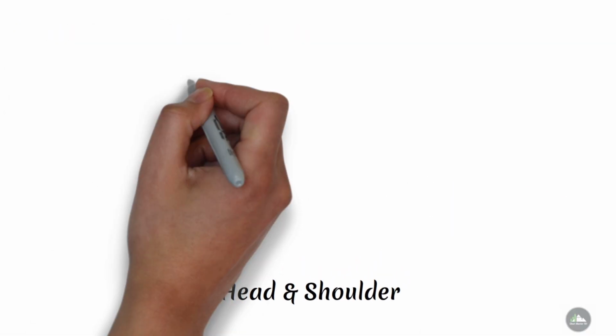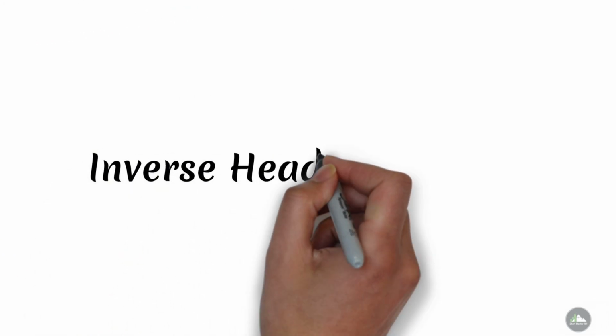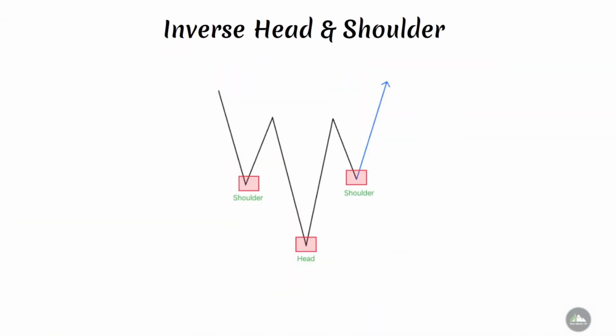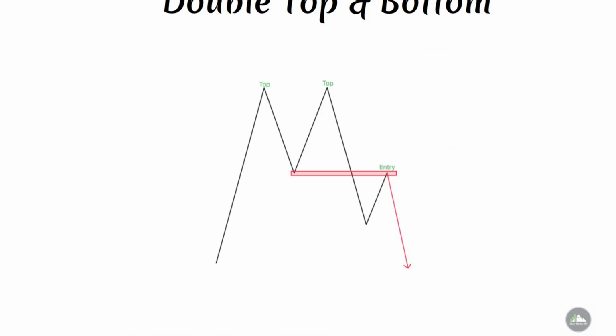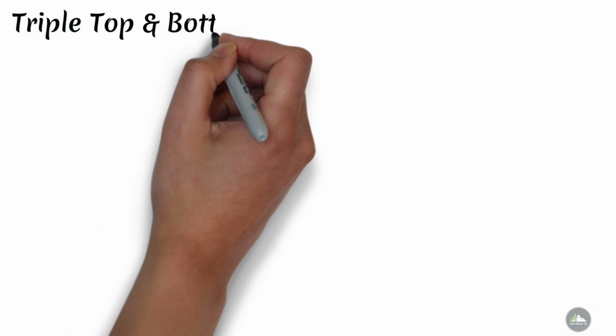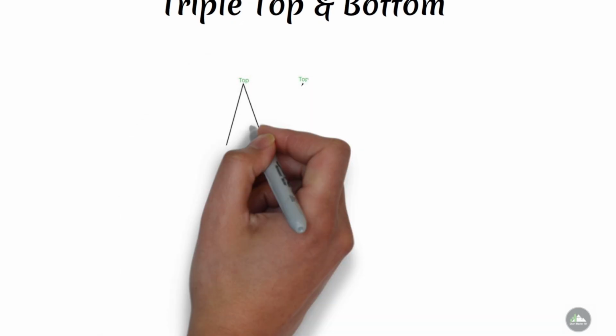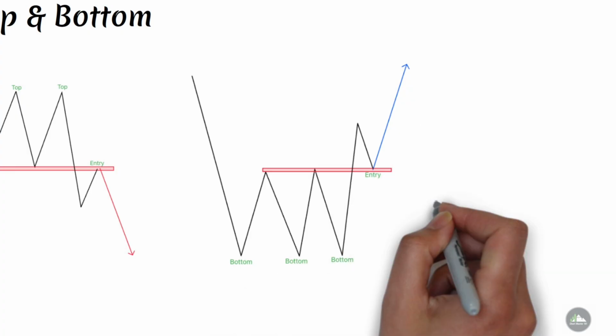Now for reversal patterns examples. First is head and shoulders. This is a common one, and that is for bearish, and inverse head and shoulders is for bullish. Next we have double top and bottom. This one has two tops and it has to break the neckline, and then you will get your entry, and this is double bottom. And we have triple bottom and triple top. This has three tops and this one has three bottoms.